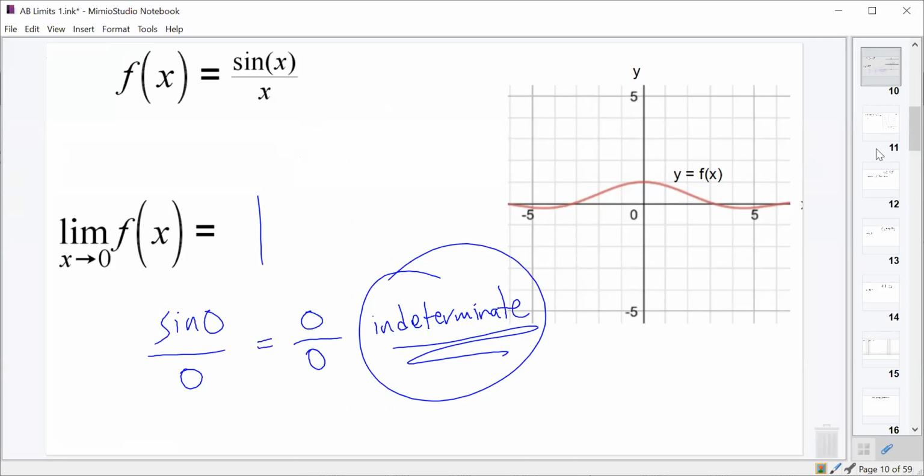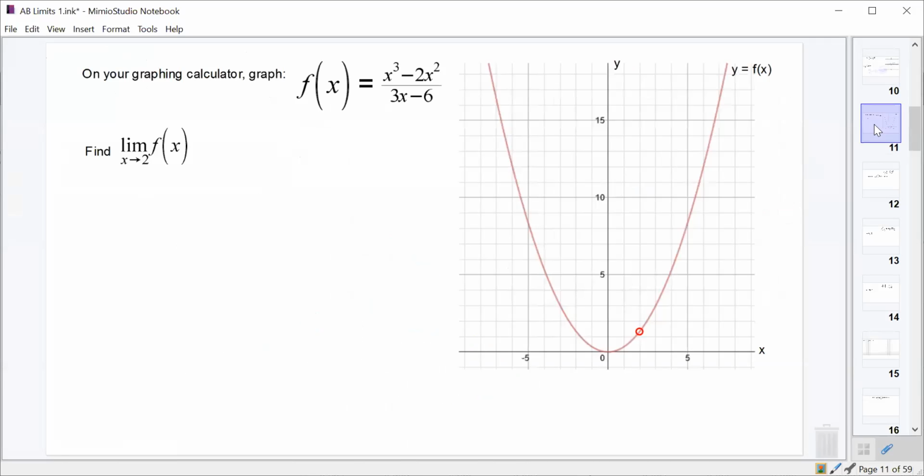Now, there are other indeterminate functions that we can already deal with pretty easily. So we're going to take a look at something like, and you don't need to graph this on your graphing calculator. Normally I'd make people do this, but we're just going to take a look at it together. We're going to look at the function x cubed minus 2x squared over 3x minus 6. So it looks like a parabola, and it's got a hole in it at x equals 2. And you could probably tell that if you factored it out, you'd see that both the numerator and the denominator have an x minus 2 in them, and those would cancel and give you the hole at 2.